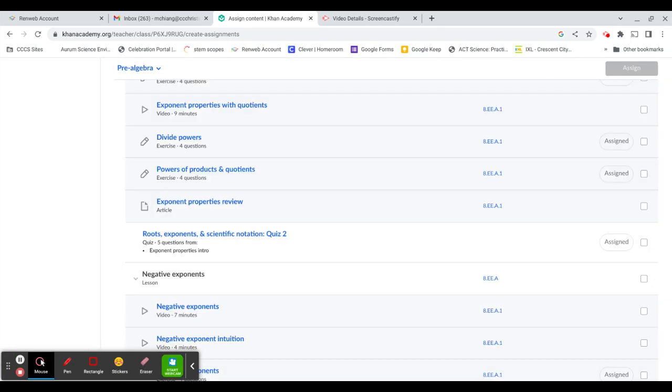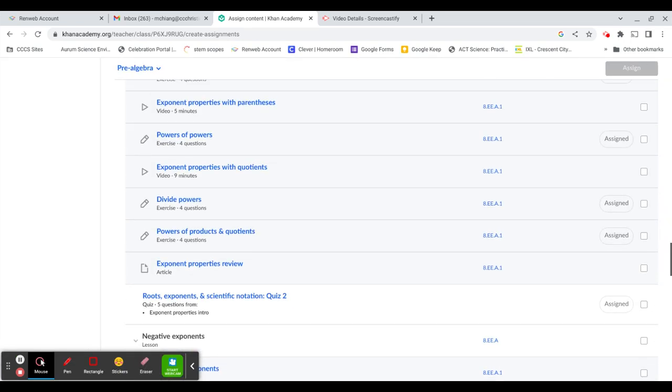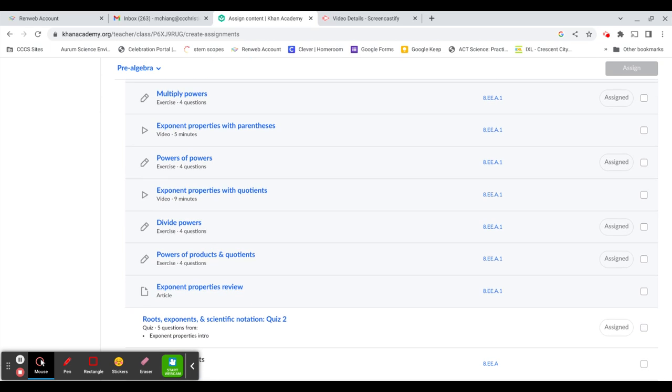What we just did, the 3 practices: multiplying powers, power over powers, dividing powers, and power of products and quotient. That will help you. Make sure you do all the practice, 4 questions each, and then you do the quiz. That will definitely help you with quiz number 2. Then in the next video, I'm going to explain the concepts for quiz number 3.